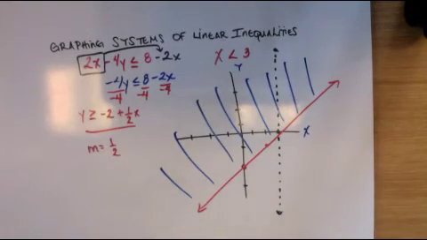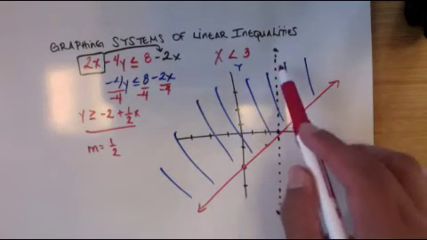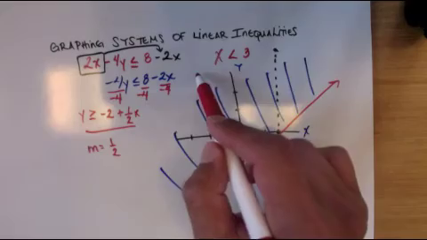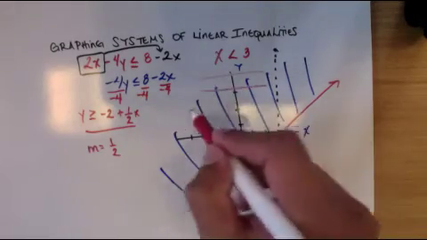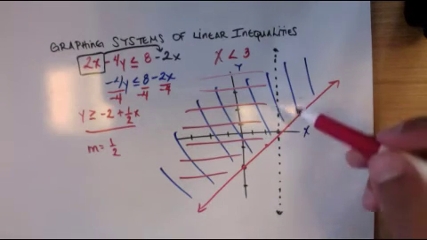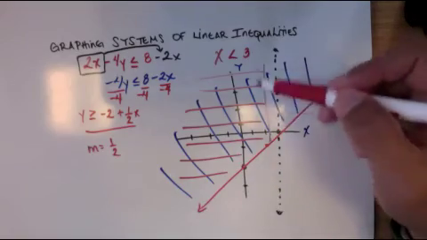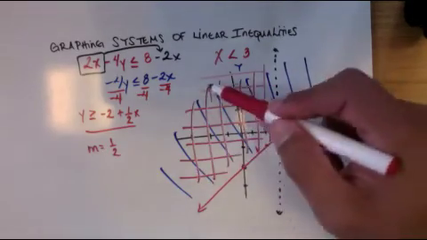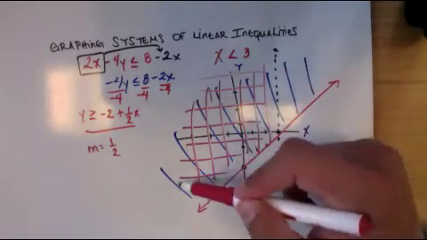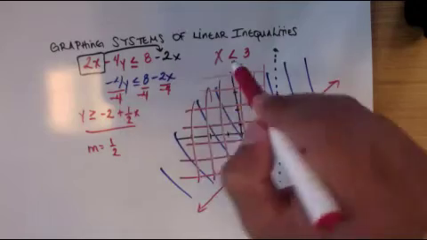Okay, and I have to ask myself, what numbers are less than 3? Well, numbers less than 3 would be 2, 1, 0, and then the negatives. So this vertical line has solutions that are to the left. So all of this part. And what we're interested in, remember, is the parts that overlap. So I could shade this part, but I'm only interested in this part here. So any point in this section is going to make these two inequalities true.